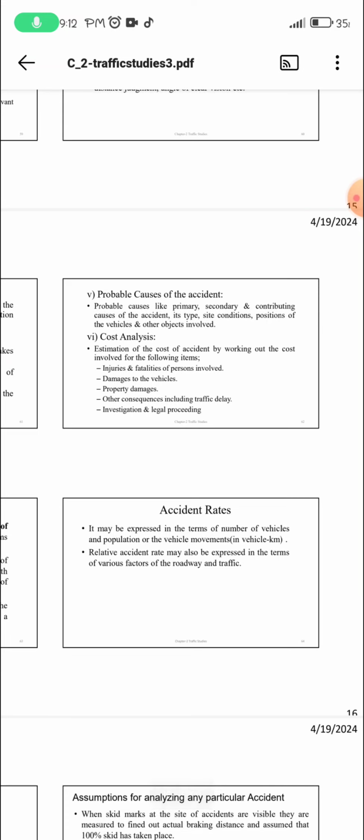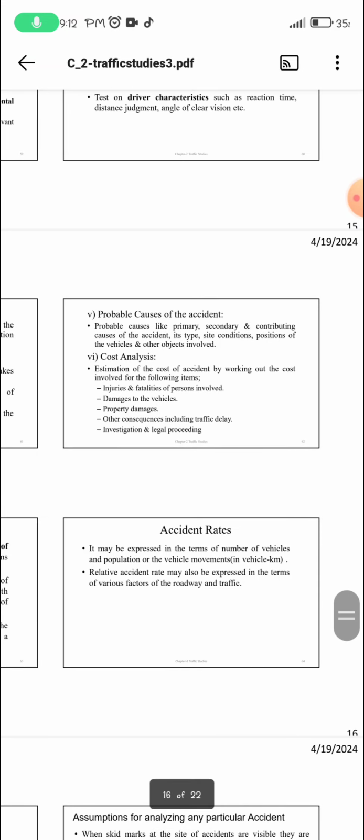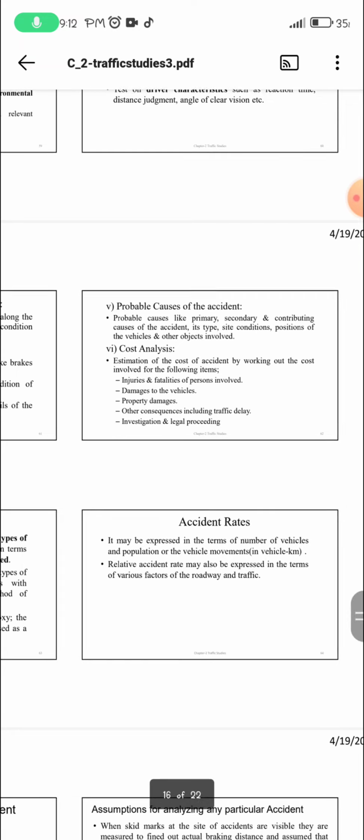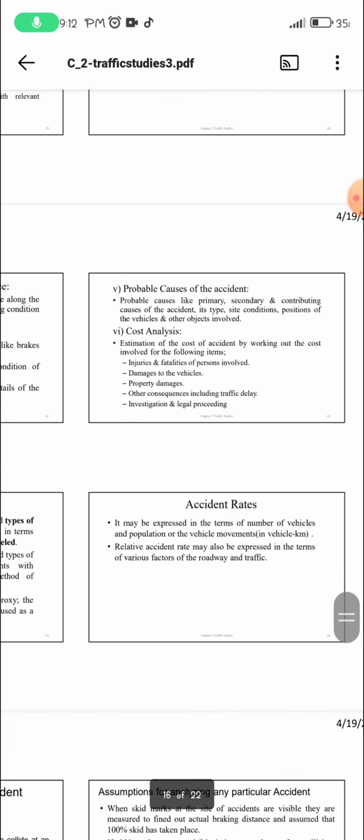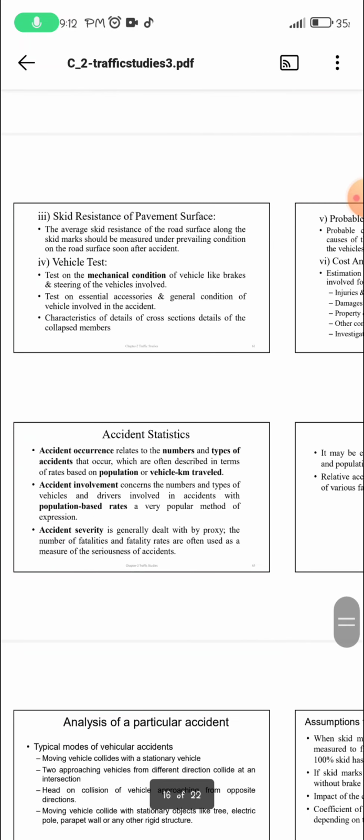Cost analysis. Estimation of the cost of accident by working out the cost involved for the following items. Injuries and fatalities of persons involved. Damages to the vehicle. Property damage. Other consequences including traffic delay, investigation, and legal proceeding.